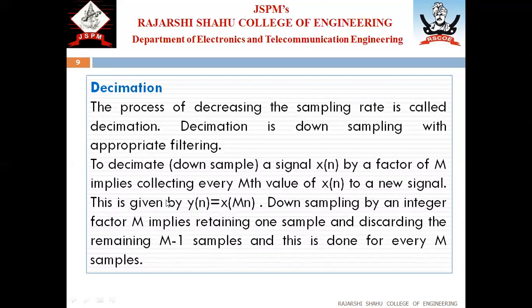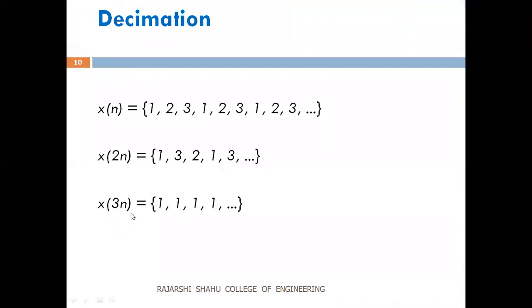If compared with interpolation, in interpolation we have added the samples, and in decimation we are going on discarding the samples. So here the same signal x of n is taken as an example, which is having amplitude values 1, 2, 3, 1, 2, 3, 1, 2, 3, continued. Now, if I am decimating the signal with the factor equal to 2, then you can observe here the resultant signal after decimation from a bunch of 2 samples. I am retaining one and the remaining are discarded.